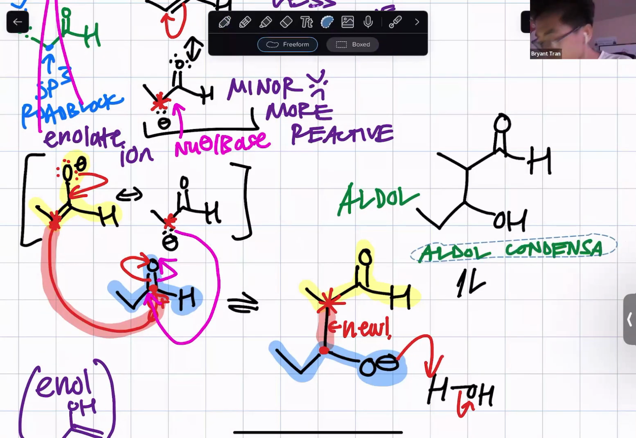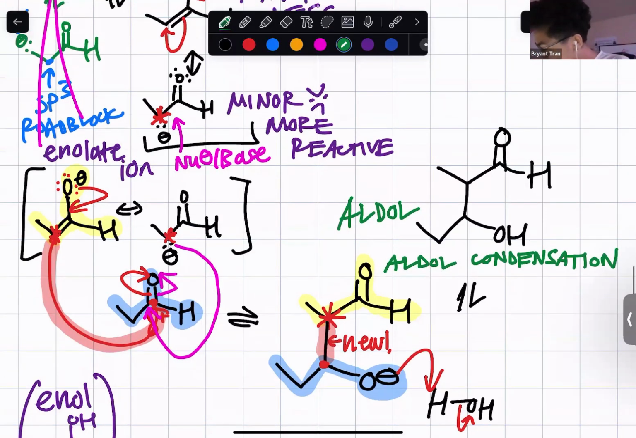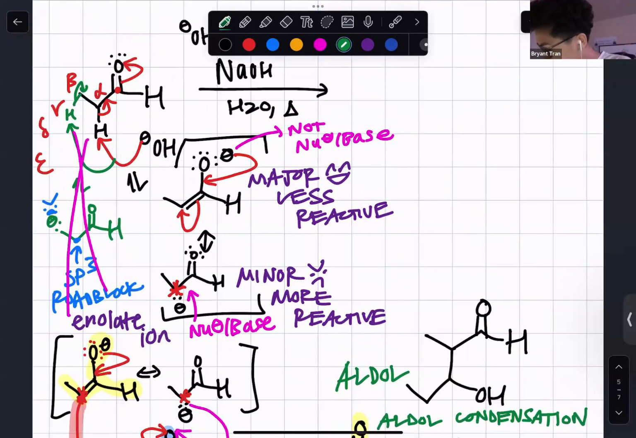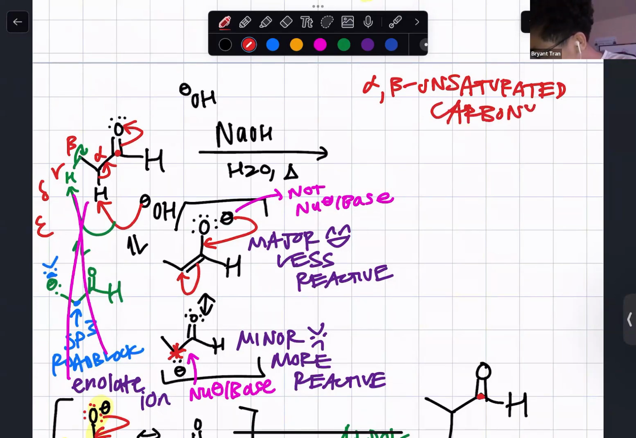which is going to get rid of a water molecule. Now, to think about the final product, we're going to have something called an alpha, beta, unsaturated carbonyl. So right now it looks like a very long name, but we just have to break it down word by word, piece by piece to understand it.